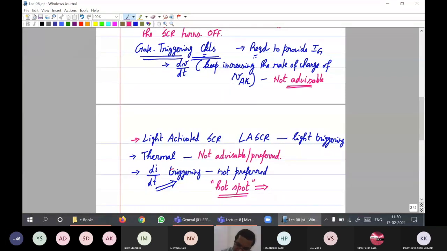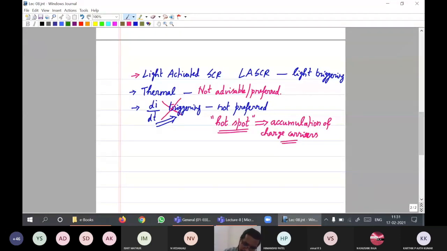So in a hotspot, accumulation of charges is causing the hotspot. Remember, di by dt is very, very dangerous. You can't allow the current through the SCR to increase arbitrarily. Within a fraction of a second, don't allow the current to increase. The device will not withstand. It will get damaged, just like your paper. The best way of triggering is to provide a positive gate pulse of sufficient amplitude.